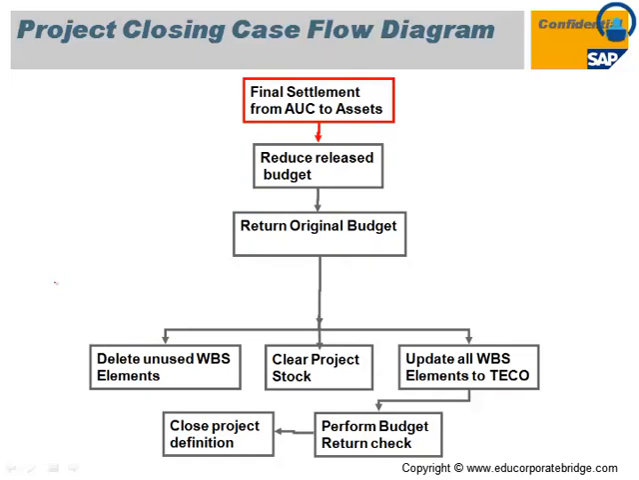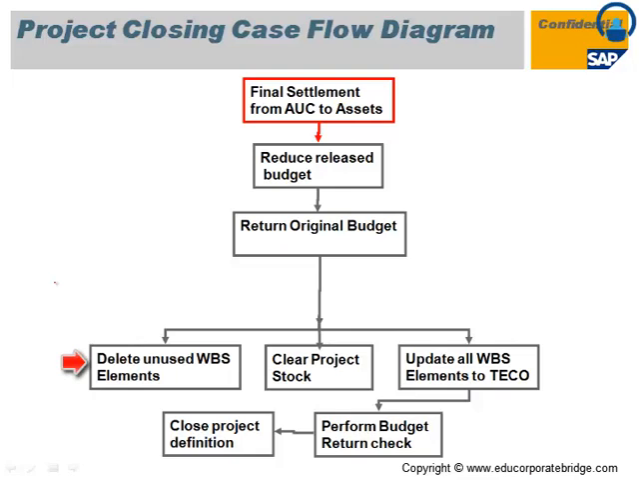This is the project closing flow diagram, where the prerequisite is that before the close of that project, you do the final settlement from AUC to asset. Then reduce and release the budget, that is, whatever unutilized budget there is, you have to release that first, then return that original budget from the system. Then clear all the project stock. If there is a balanced project stock on that particular project, you need to clear that stock. You can transfer that stock from project to project or from project to WBS. And finally, you have to nullify the stock on that particular project or WBS.